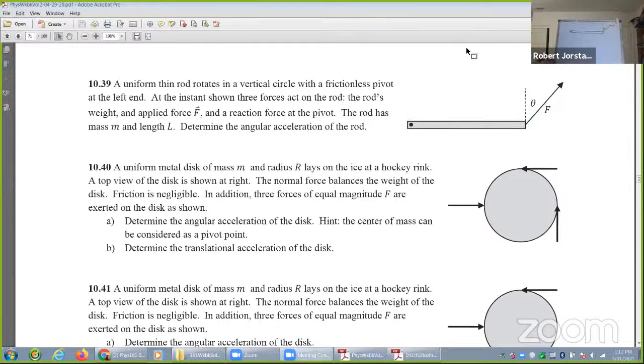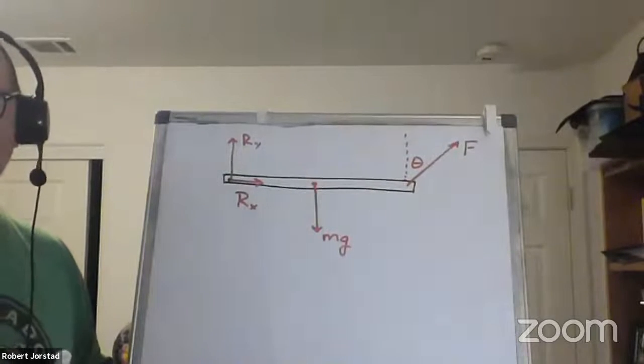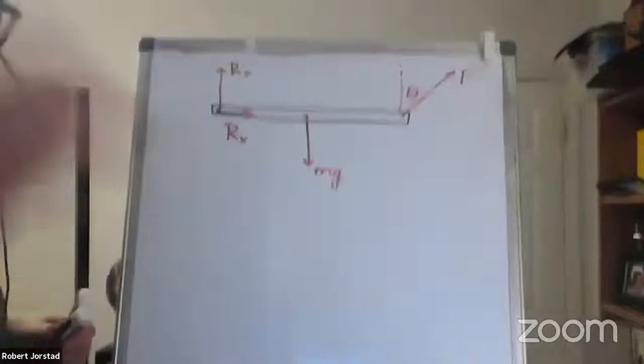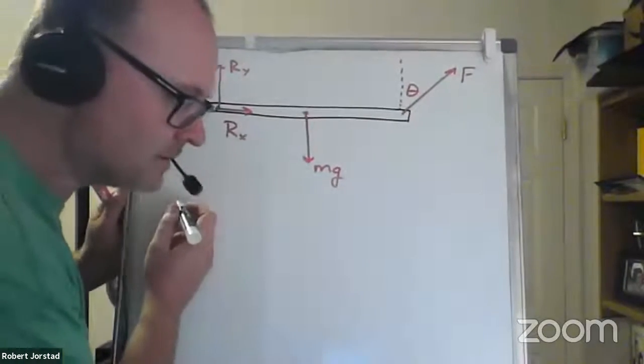Okay. So if I draw this here, there's the weight right here. And then let's just say for right now, there's an Ry and an Rx. Immediately, oh, whoops, shoot, I forgot to stop share. Hold on, sorry. There we go. Okay, so we've got this picture, and this was problem 10 point something, 39.